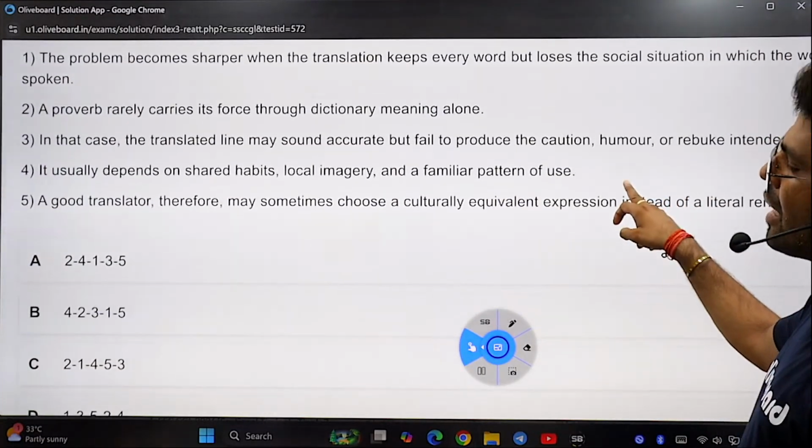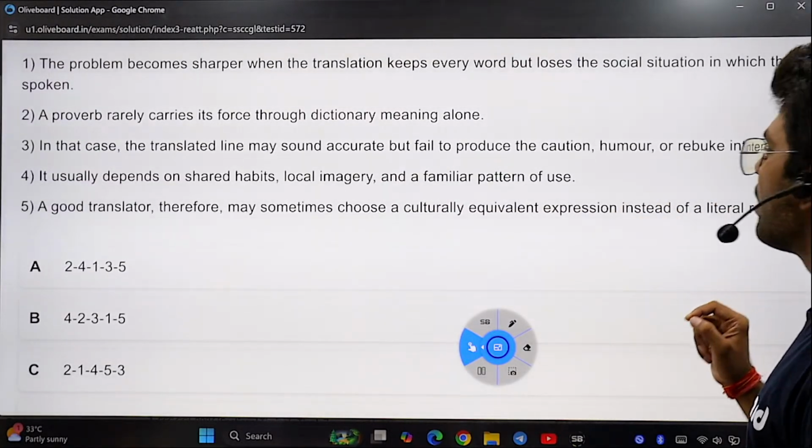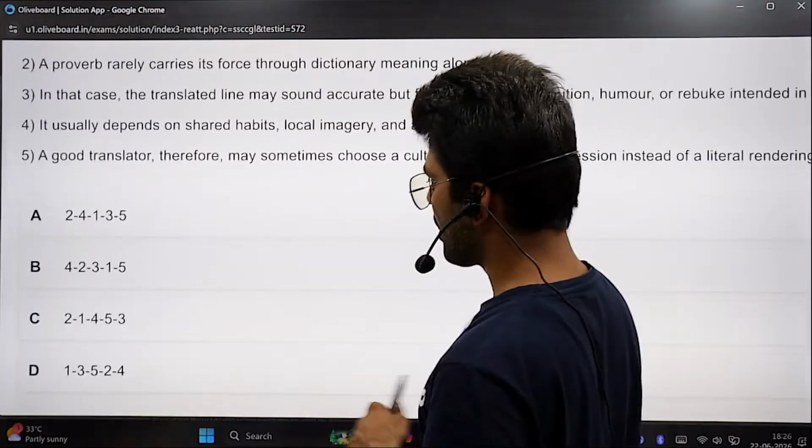Easy peasy para-jumbles. The problem becomes sharper. Which problem? It shouldn't be the first one. Drop it.